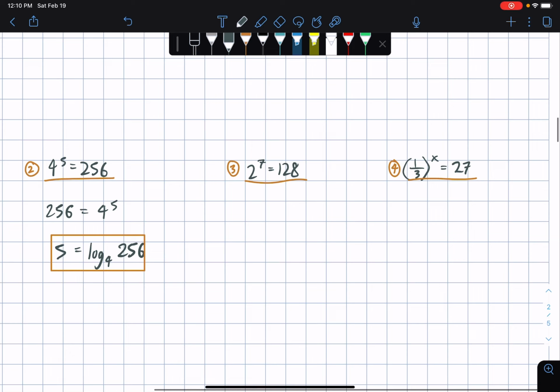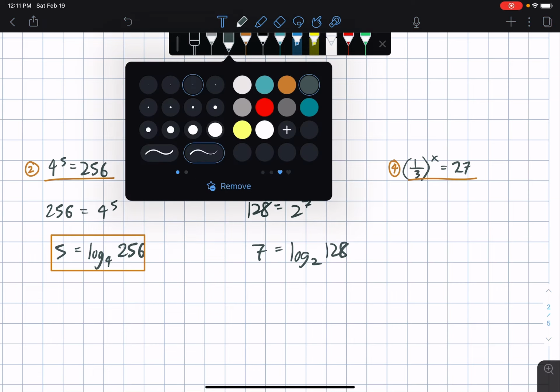Let's move to number 3. Okay, swap the values again. What's in the right side will be at the left, and what's in the left will be at the right. Now, place the exponent at the right side, place an equal sign, write log, and the sub-value will be 2, the number that's at the right side, the base, and the number at the left side will be the number at the right side. Write it in this fashion.